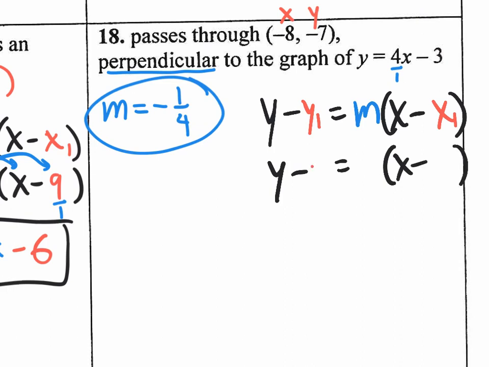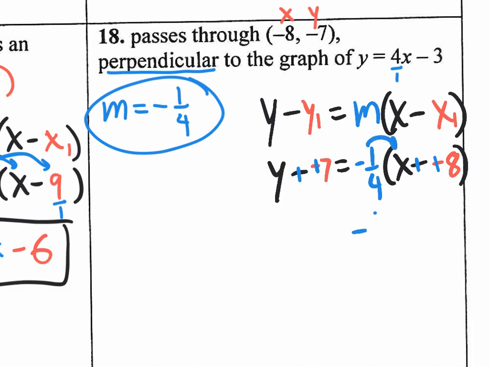The y1 value is -7. The m value is -1/4. And the x1 value is -8. Don't forget to change those minus to plus. And that's your point slope form equation. If I ask for point slope form on the instructions on the quiz Friday, you leave it like that. If they ask you to switch it to slope intercept, you distribute, which is pretty easy.